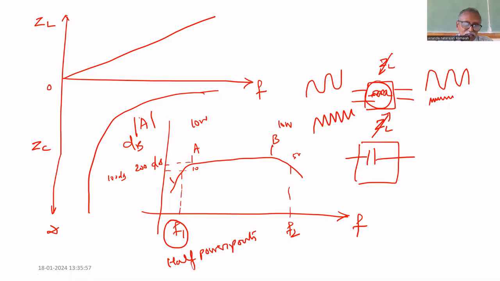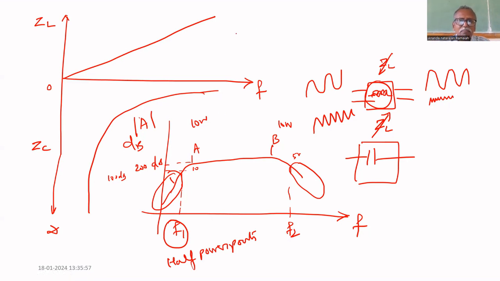But below F1, we say that these signals are rejected by the filter. Suppose an amplifier acts as a filter, it rejects the frequencies less than F1. It rejects the frequencies above F2. We can say like that, because it is not amplifying those signals. That's why we can say that it rejects the signals below F1 and above F2.